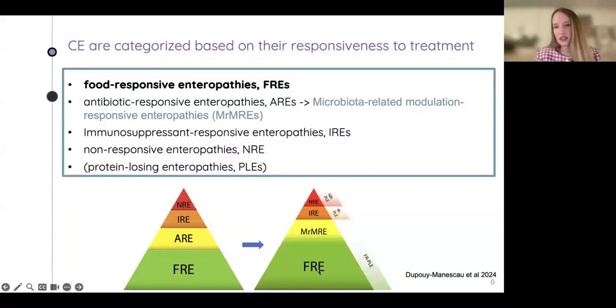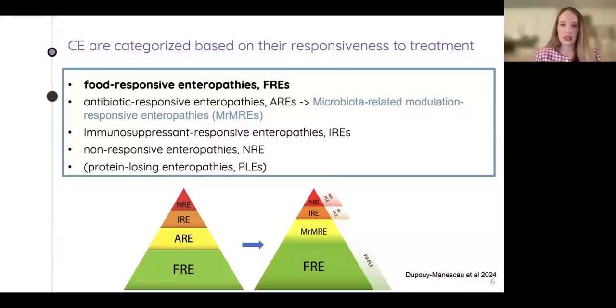And the second triangle comes from the paper where they announced this new terminology last year. We see that the food responsive enteropathies and the microbiota related modulation responsive enteropathies would merge together, because we don't see any problem with using those modalities much earlier on, when we are starting with diet. And then there are a bit fewer patients in immunosuppressant responsive and non-responsive.